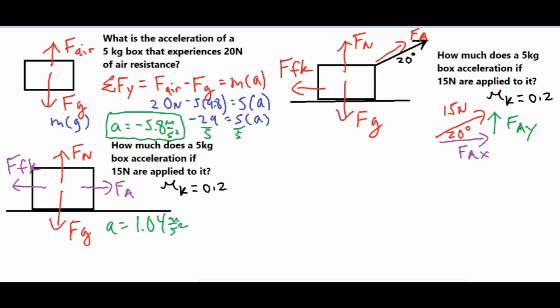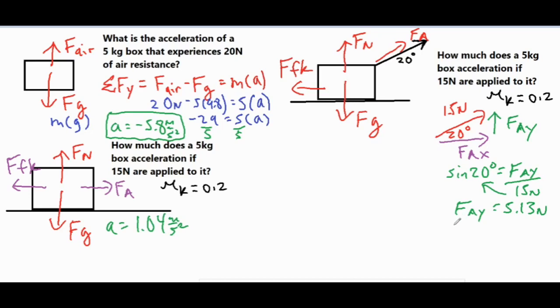Okay, so what we're going to do is when we're looking for the FAY, because that's the opposite end of the 20, and we have the hypotenuse, we're going to use sine. So the sine of 20 degrees equals FAY over the hypotenuse of 15 newtons. And then you could multiply both sides by 15 newtons, and then your FAY comes out to 5.13 newtons. Now for your x component, it's going to look pretty similar, but we want the adjacent side and the hypotenuse side.